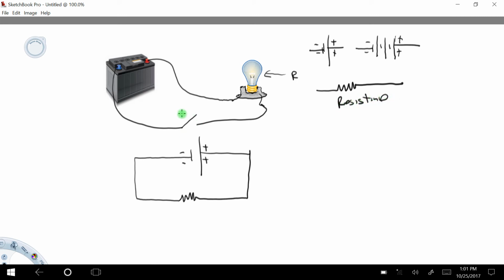Now, I also should have the switch in the picture. It doesn't matter really where in the picture we put it. Maybe put it like so. All right, so this is a very, very simple circuit diagram representing this picture. You represent the battery with the voltage symbol, and the bulb or the resistor or the electric motor or whatever it is is typically represented with the resistance symbol.